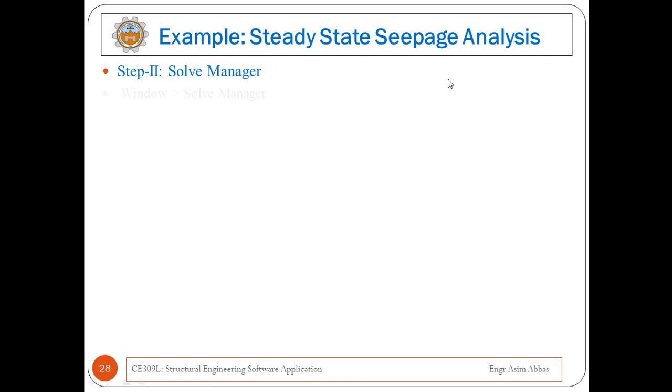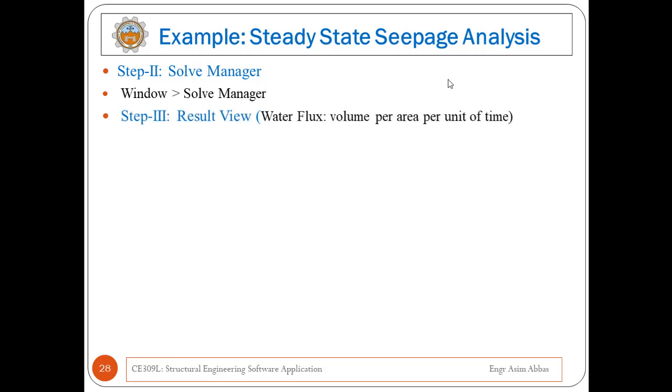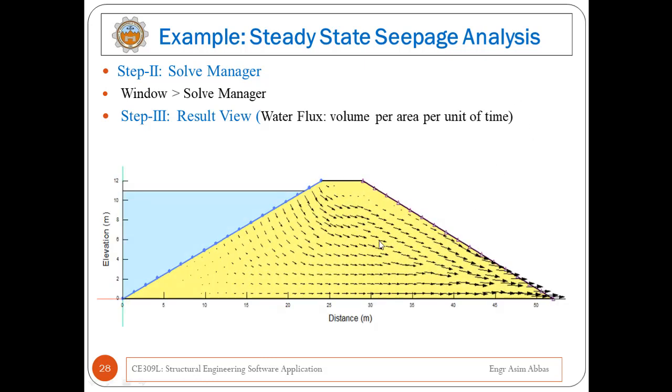For that, go to window and click on the solve manager. So analysis will be started. When the analysis is completed, we can display different results, and we will switch to step number 3, that is the result view. When the analysis is completed, this will directly give us the result of water flux, that is the volume per unit area per unit time of water, and it is represented by arrows, right? And this is the reservoir head level.